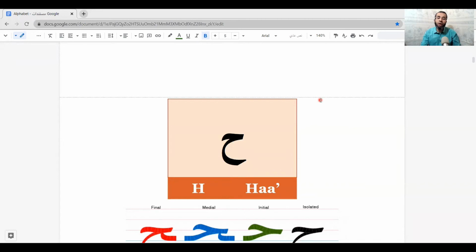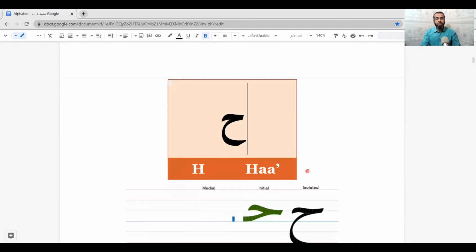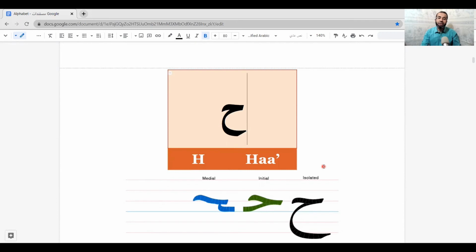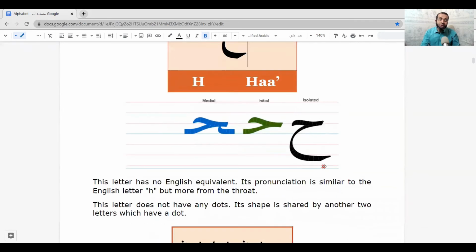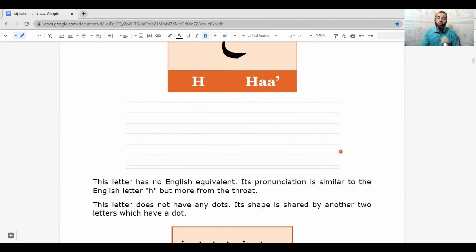Now let's move to a new letter. It is ha. Its sound is ha, and its name is ha. Not ha, no, ha. More from the throat. Look here, it's written like this. When it is isolated, it's like this.